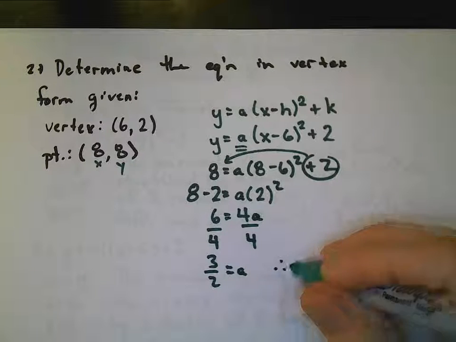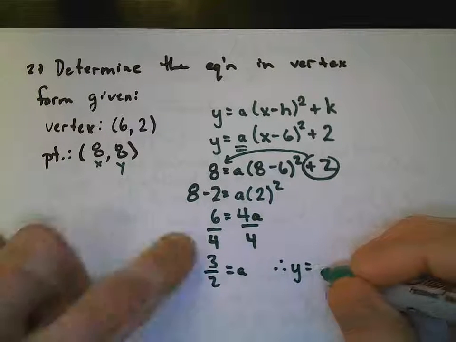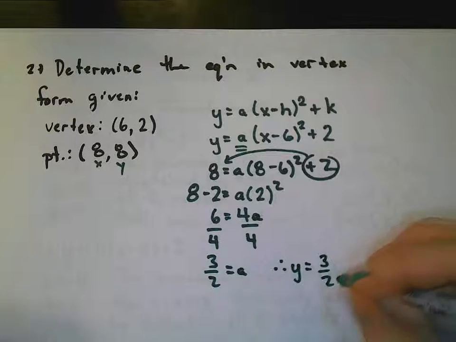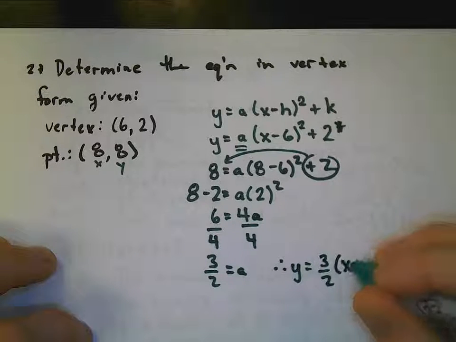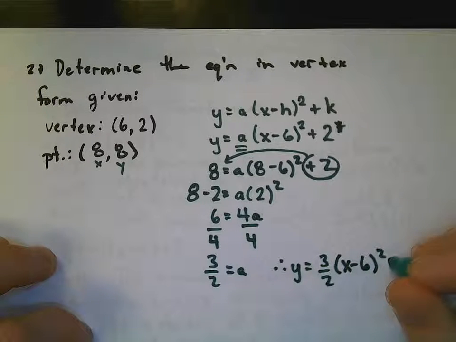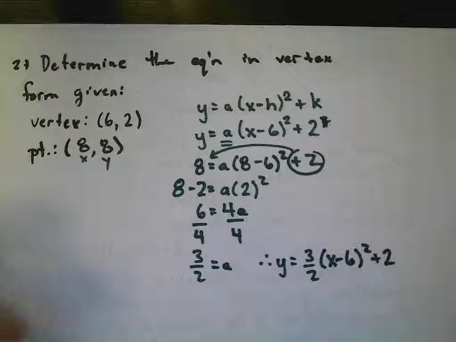Therefore, y is equal to 3 over 2, and I go all the way back up to finish off the equation: (x minus 6) squared plus 2. And that is the equation in vertex form of that quadratic relation.